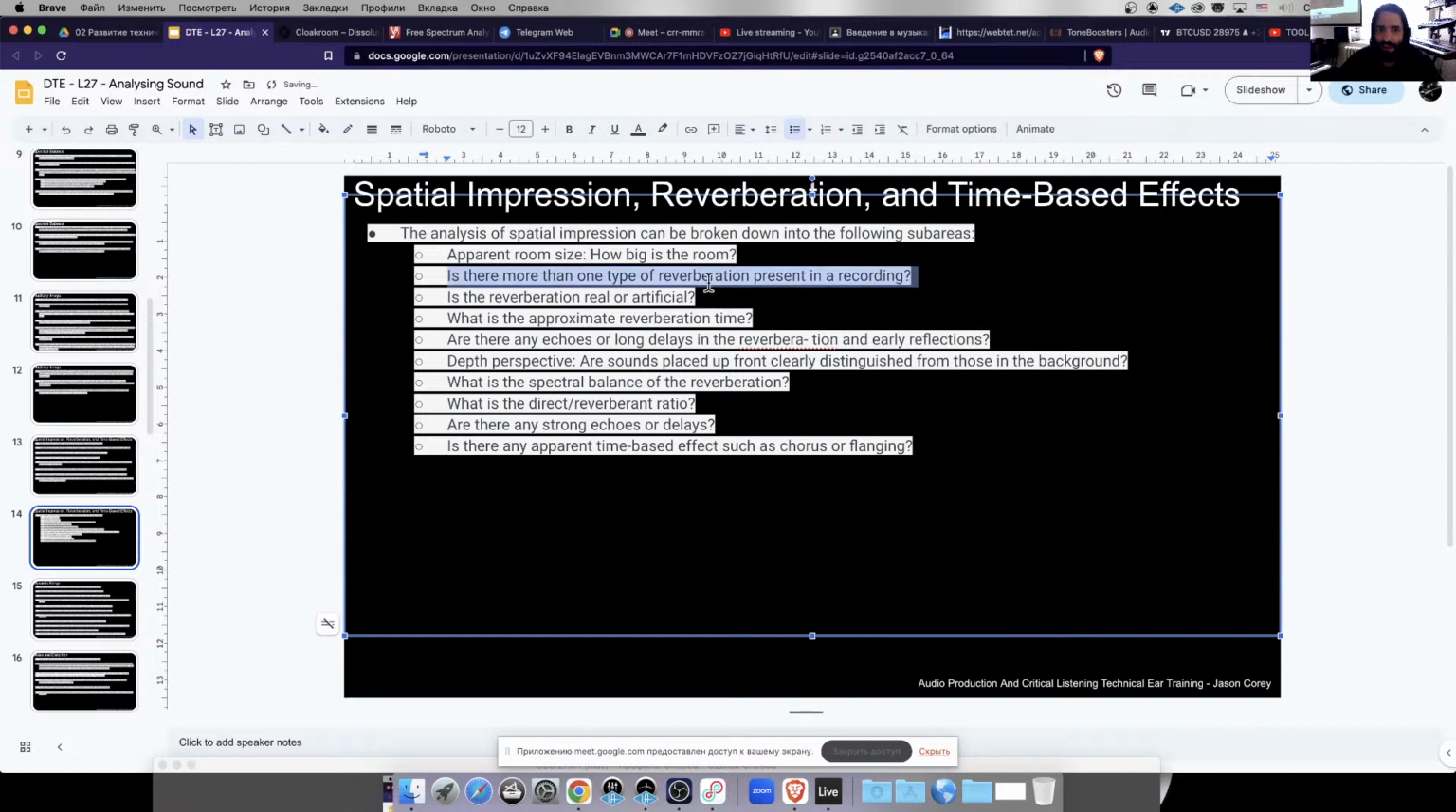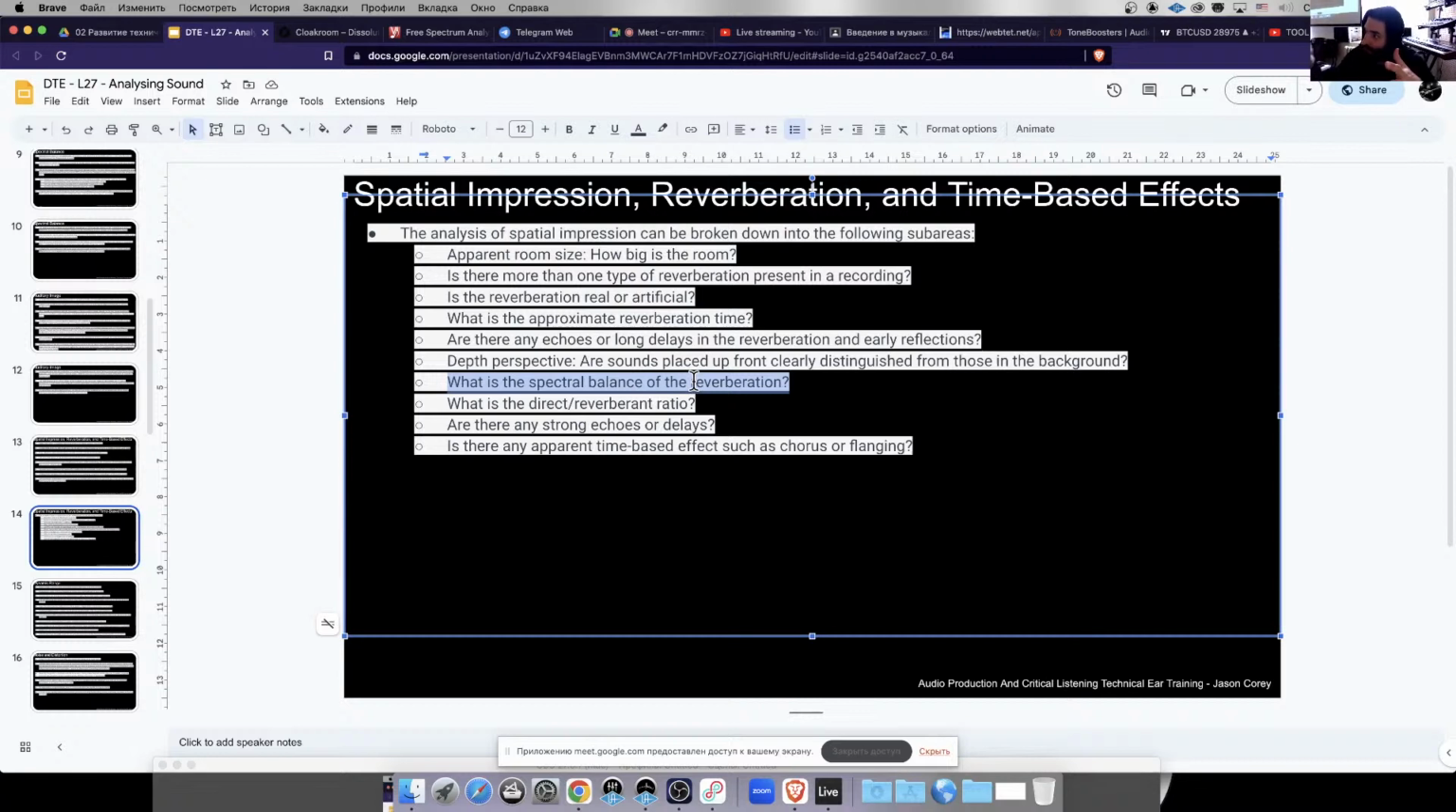I guess we can put this in the same question. I made a mistake there. Is there more than one type of reverberation present in a recording? Are there one reverb or two? Is the reverberation real or artificial? What is the approximate reverberation time? Are there any echoes or long delays in the reverberation and early reflections? Are sounds placed in front clearly distinguished from those in the background? Is it blurry, or is everything clear at the same time? That's a cool question. What's the spectral balance of the reverberation?